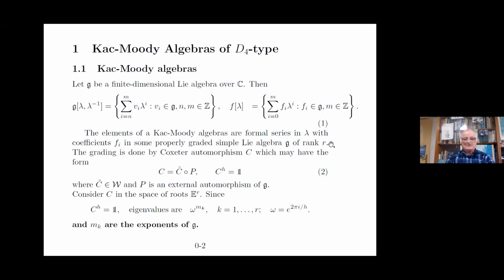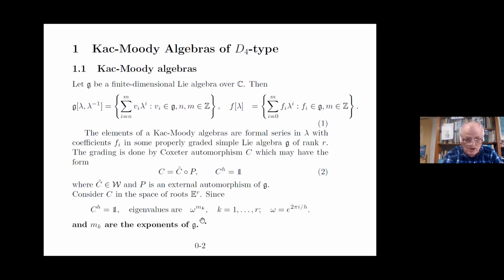The next thing we need to know about Kac-Moody algebras is that they are based on special gradings of the simple Lie algebra, which is underlying the construction. The grading is done by its Coxeter automorphism, which generically may have the form that it is a composition of the Coxeter automorphism and an element of the Weyl group of the Lie algebra, eventually composed by an external automorphism of the same algebra. And each time this Coxeter automorphism is a finite order automorphism, so there is a number H, so that C to power H is the unit matrix. And H is the Coxeter number.